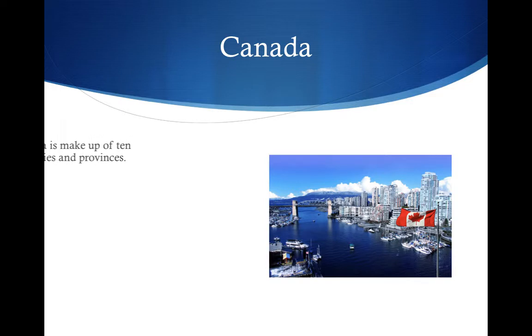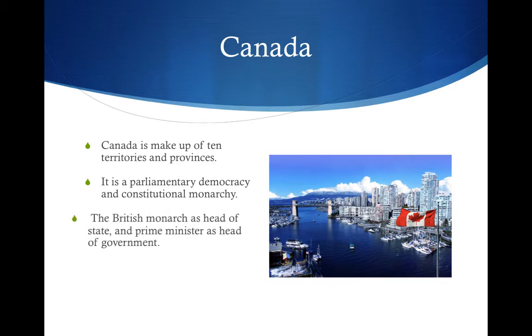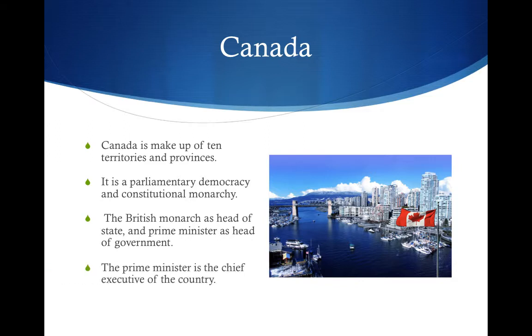Canada. Canada is made up of 10 territories and provinces. It is a parliamentary democracy and a constitutional monarchy. The British monarch is the head of state, and the Prime Minister is the head of government. The Prime Minister is the chief executive of the country.